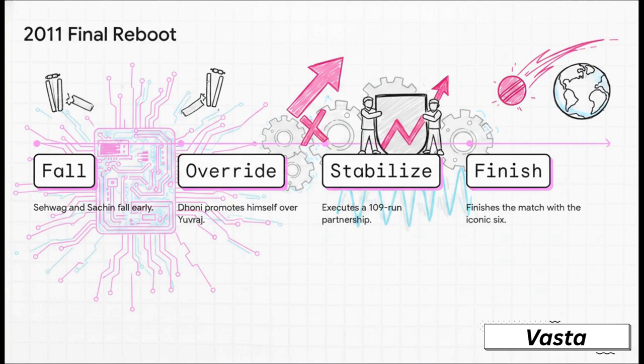Sehwag and Sachin fall early. The system is visibly crashing. So what does Dhoni do? He overrides the preset lineup, promoting himself ahead of an incredibly informed Yuvraj Singh. Why? It wasn't ego. It was pure logic.